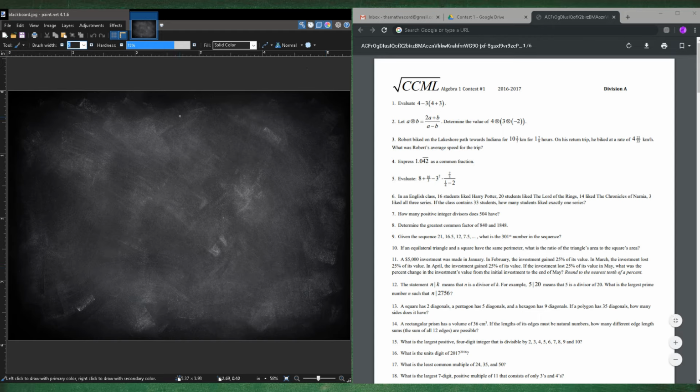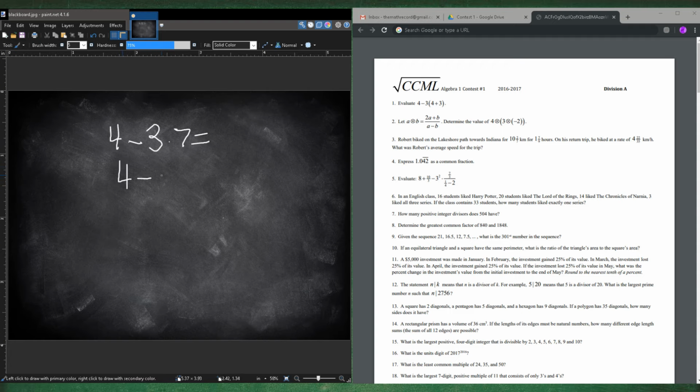Question 1. Evaluate 4 minus negative 3 times parentheses 4 plus 3 parentheses. So basically, let's just do order of operations. So it's 4 minus 3 times, that's 7. So that's negative 21. 4 minus 21 equals negative 17. Basically, that's simple. It's the first question. So the answer is negative 17.